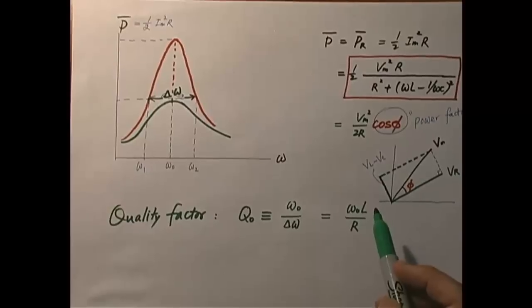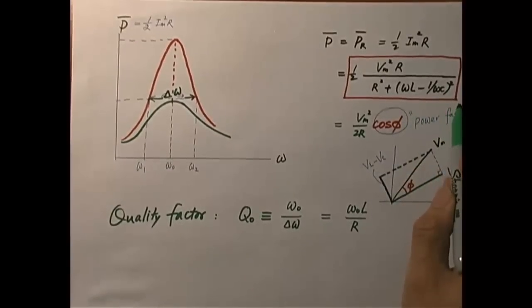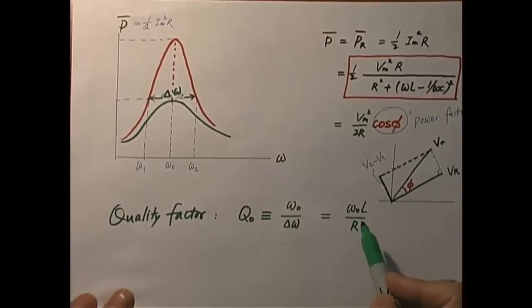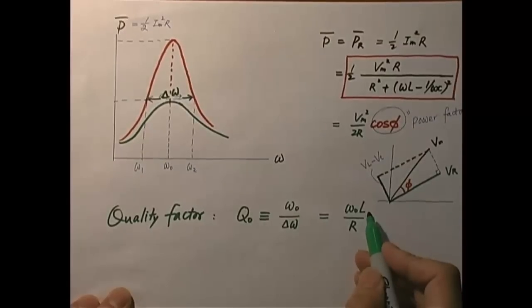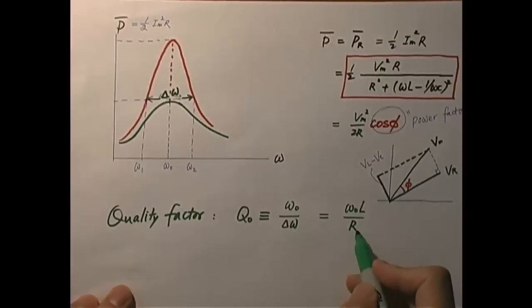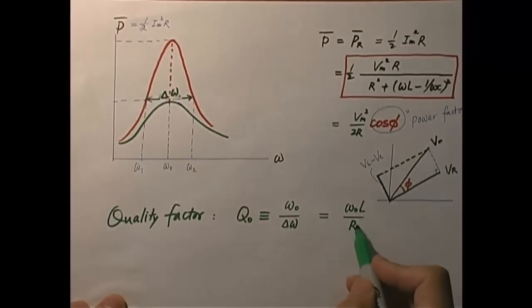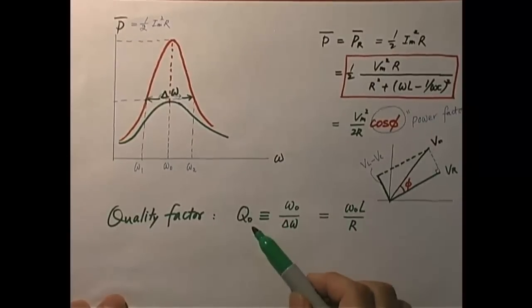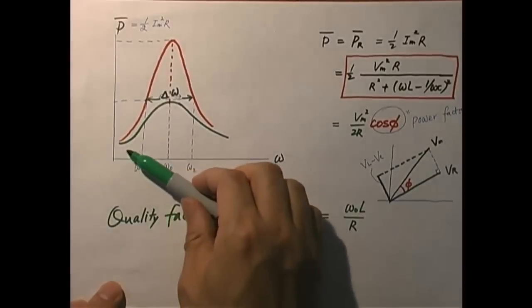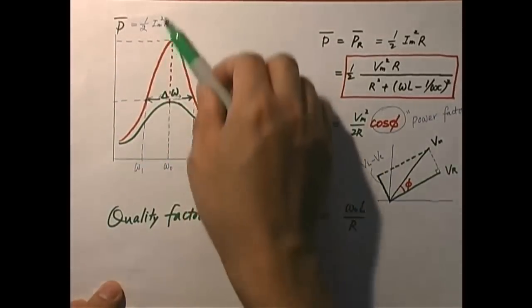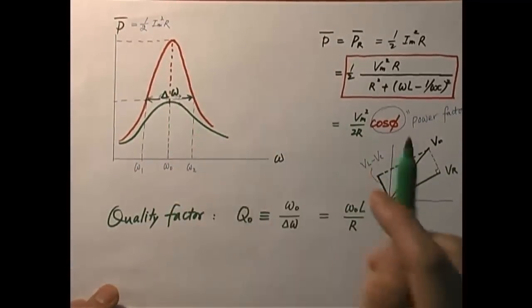We can calculate that by solving omega 1 and omega 2, and after some algebra, you can easily find these values, omega naught L over R. And look at this, it's interesting to see what the value is. Look, if R equals 0, what does that tell you? When R equals 0, quality factor goes to infinity, and that means the curve is infinitely sharp. Delta omega approaches 0.